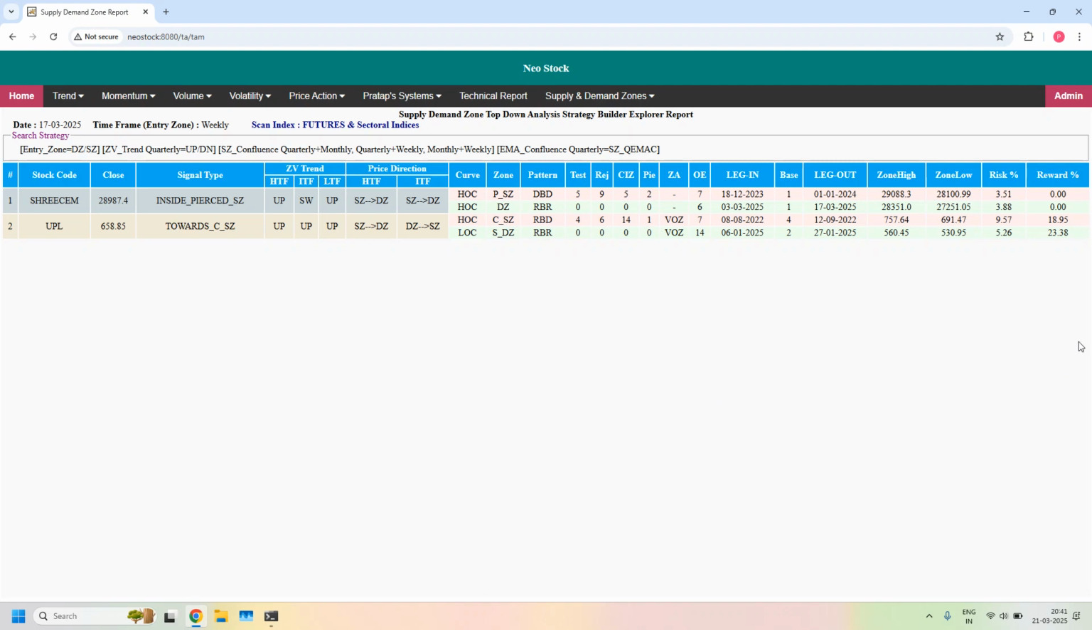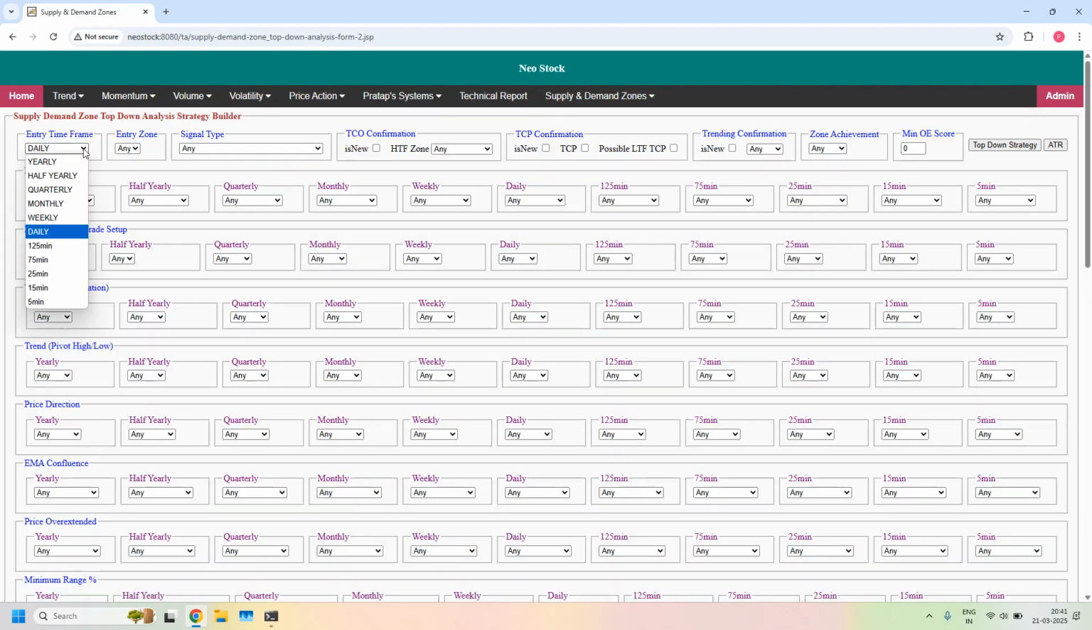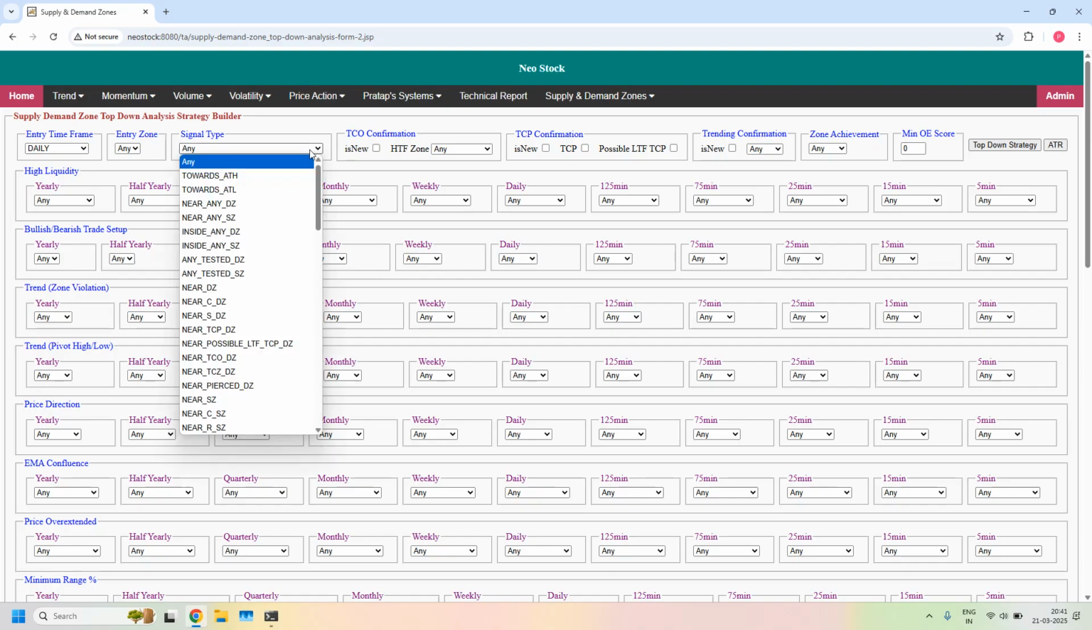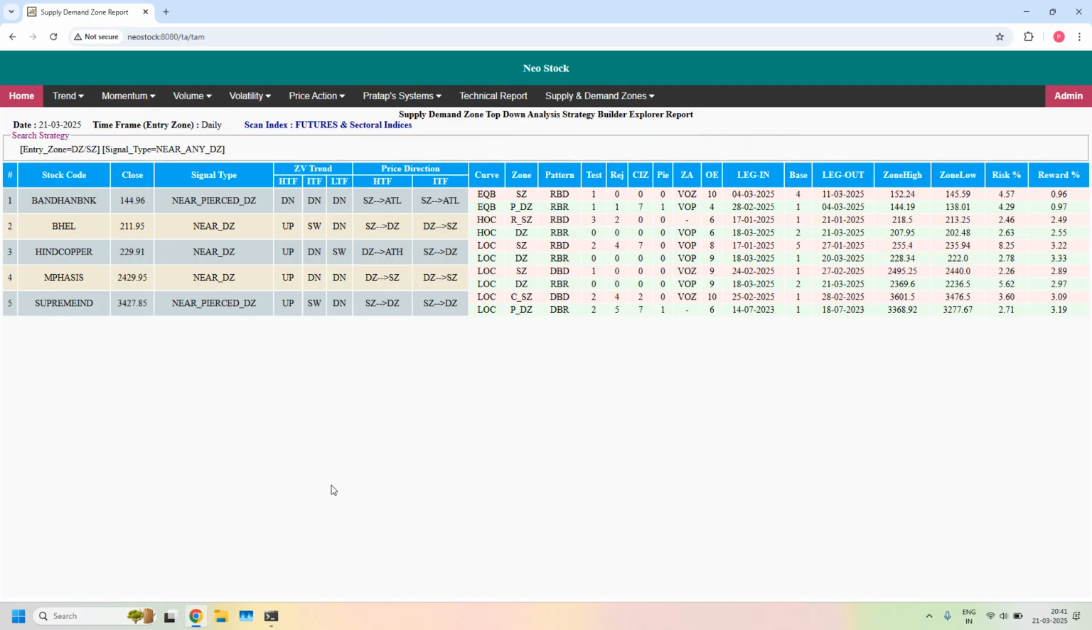Okay. So this is about the weekly time frame. The next time frame is daily. Entry time frame daily, let us find the stocks near to the daily demand zone. We got 5 stocks. Out of these 5, how many are having a daily high liquidity demand zone? We don't have any daily high liquidity demand zone stocks from this list.